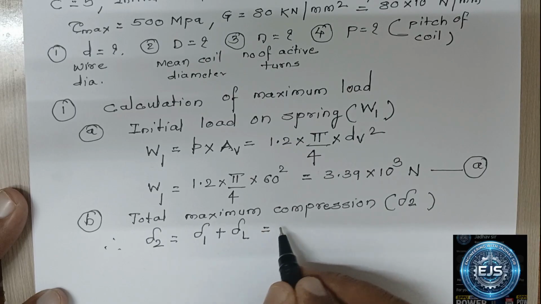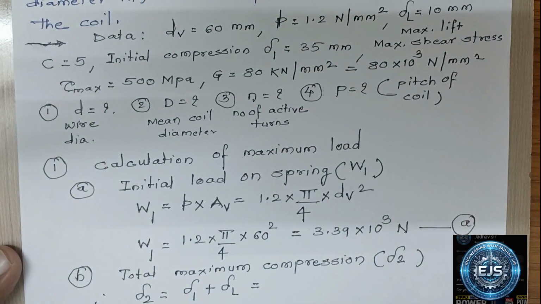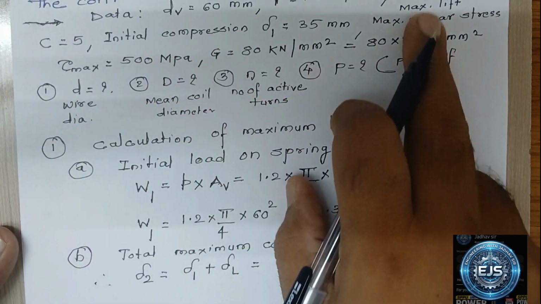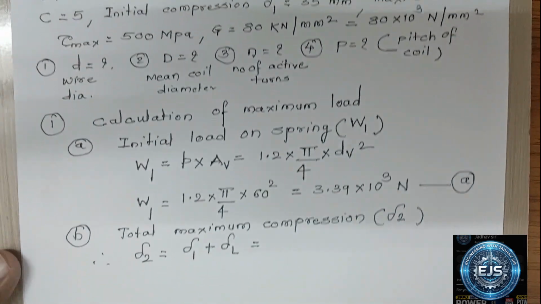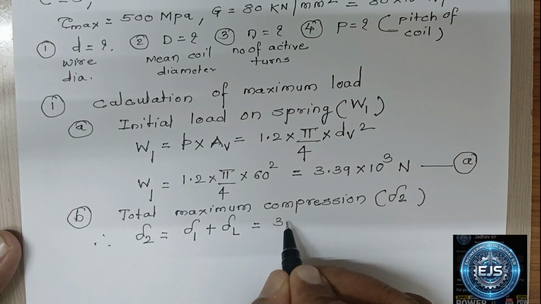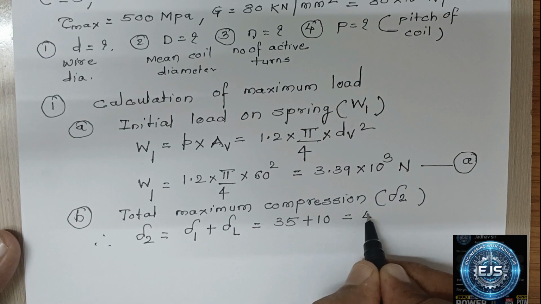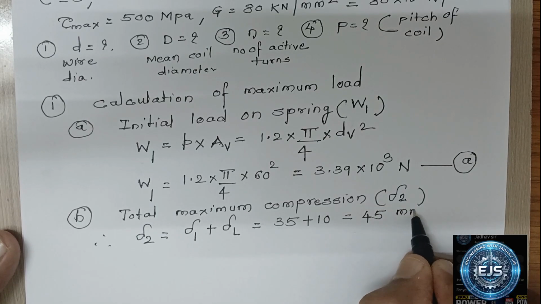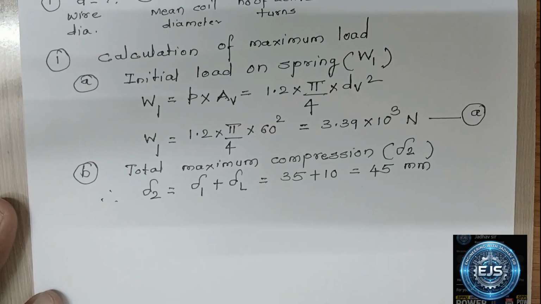Initial compression is given, delta 1 is equal to 35 mm, initial compression of the spring 35 mm है, और लिफ्ट है 10 mm का. यहाँ पे देखिए, maximum lift of the wall is 10 mm. So maximum compression is equal to initial compression, that is 35, plus maximum lift, 10. So we get this as 45 mm. So maximum compression of the spring is 45 mm. That is denoted as delta 2.